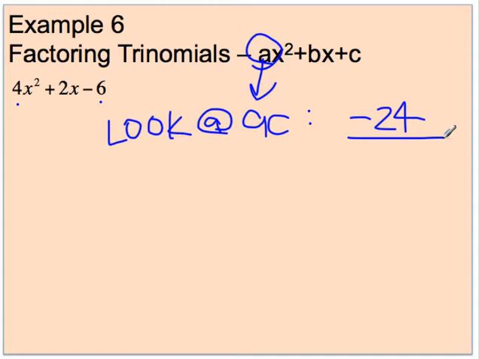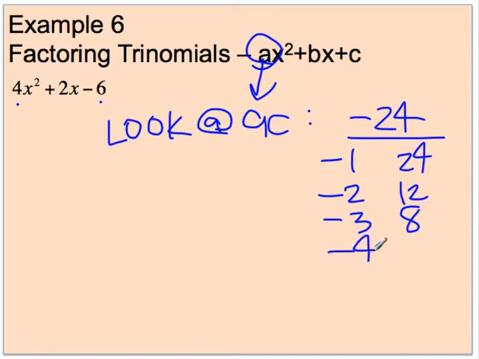So this is going to add a step to our process. So we take negative 1 times 24. That would give us 23, which we're looking for 2. We could have negative 2 times 12. That's going to give us negative 24 by multiplication, positive 10 by addition. Negative 3 times 8 would give us positive 5 by addition. We have negative 4 and 6. And that's the pair that's going to give us positive 2.